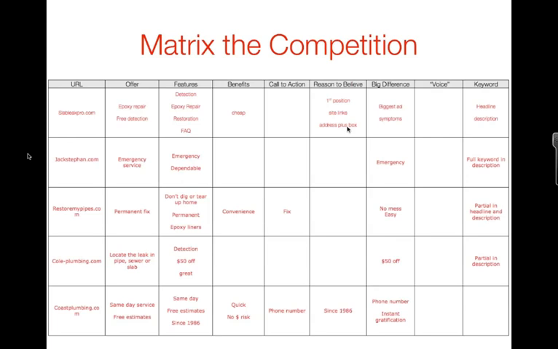So then the URL for the second one, jackstefan or Steven.com, their offer is emergency service. And their features are emergency, and it says service you can count on, so I turned that into dependable. I guess you could, if you want to work a little bit harder, say that the benefit of dependable is that you get what you're paying for, and you can be confident. But it didn't speak to me in a very clear way that you could translate that into a benefit. It wasn't that obvious. No call to action. No reason to believe that I saw.